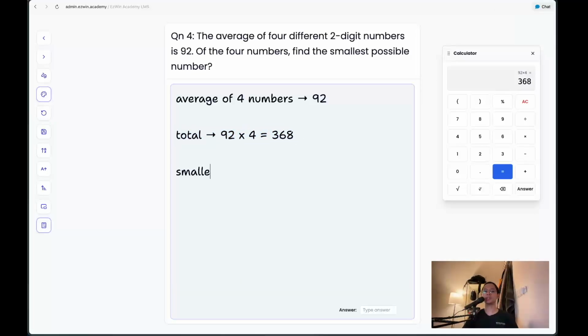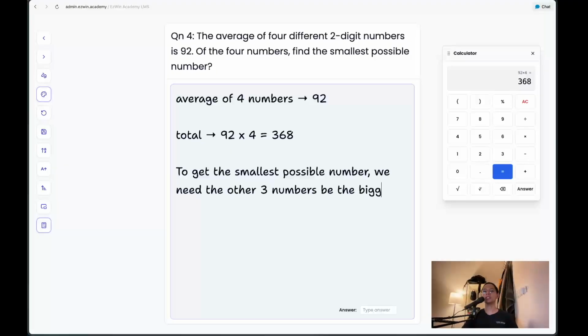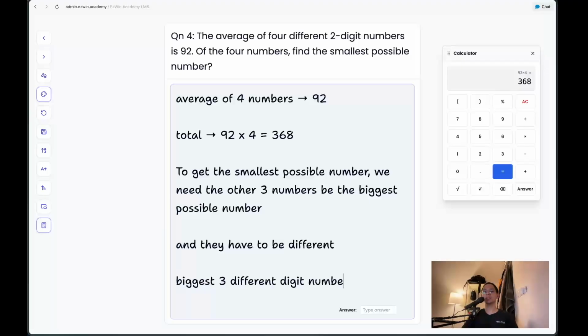So to get the smallest possible number, we need the other 3 numbers to be the biggest possible numbers. And they have to be different. So that means the biggest 3 different 2-digit numbers would be 99, 98, and 97.